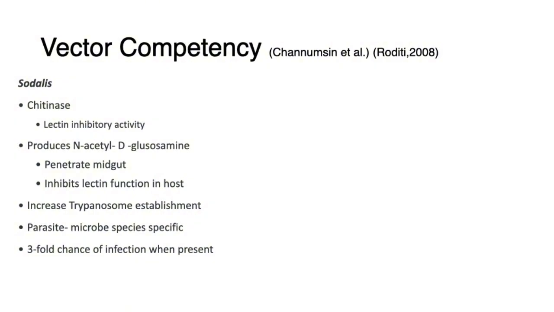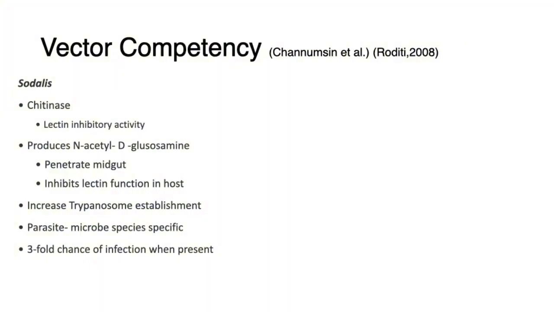So Sodalis secretes a protein called chitinase, which is going to degrade the chitin that the host puts up, and it's going to lead into a lectin inhibitory activity. So what does that mean? The chitinase is going to degrade the chitin, which is going to allow for the barrier to be weakened, and it's going to cause the trypanosome to be able to penetrate through the midgut, and it can go from the one compartment that it's localized to into the compartment that the blood meal is held in, and this is how we get that infection going on.